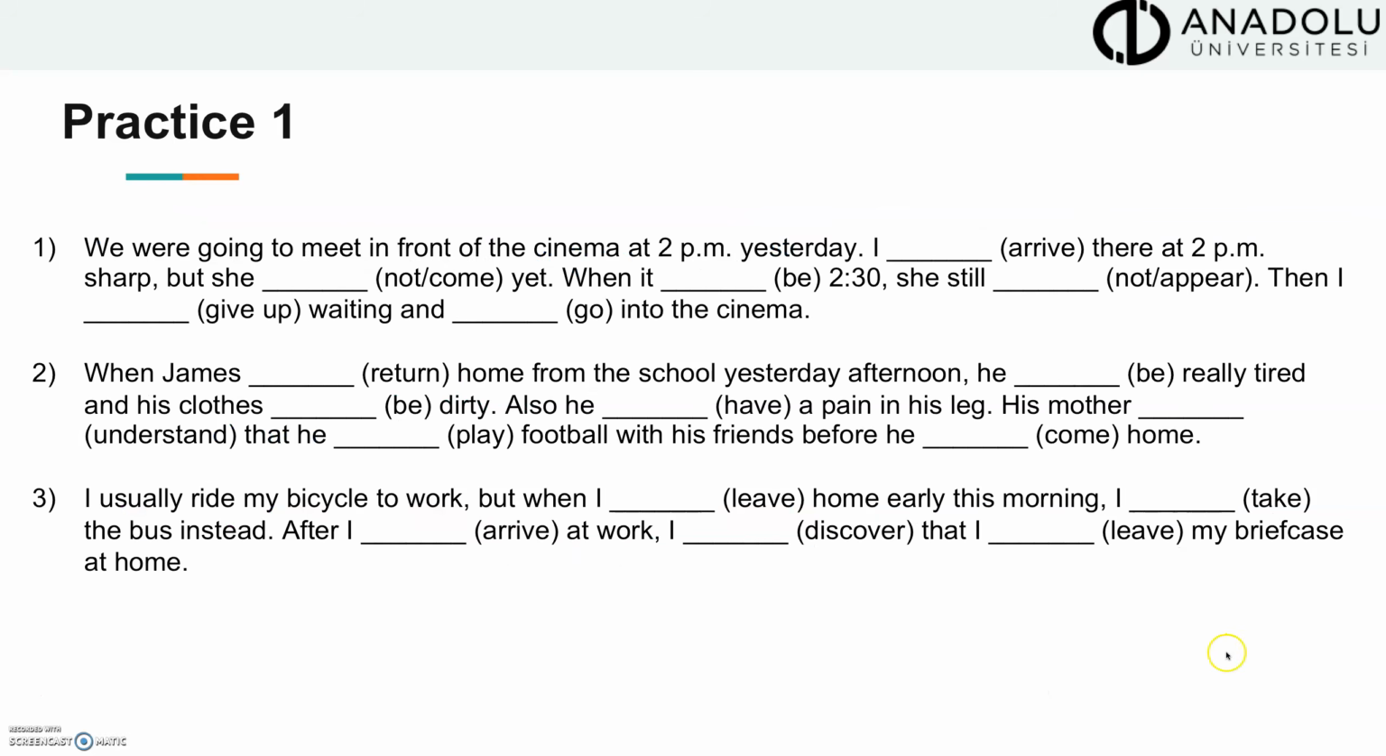Okay, we've got an exercise for you here. Please pause the video and do your best to make the correct tense choice. Pause the video, do the exercise, and then move on.